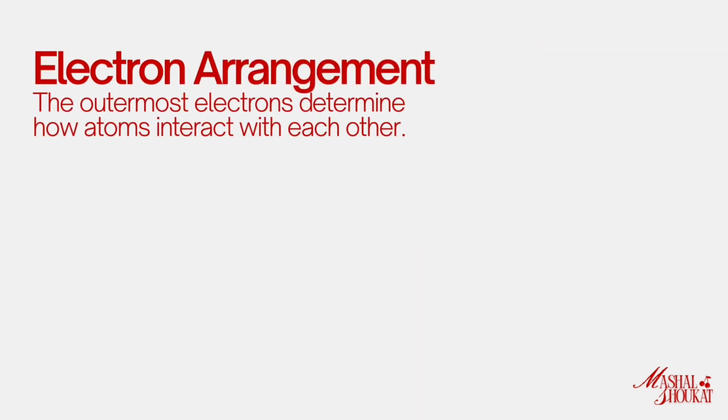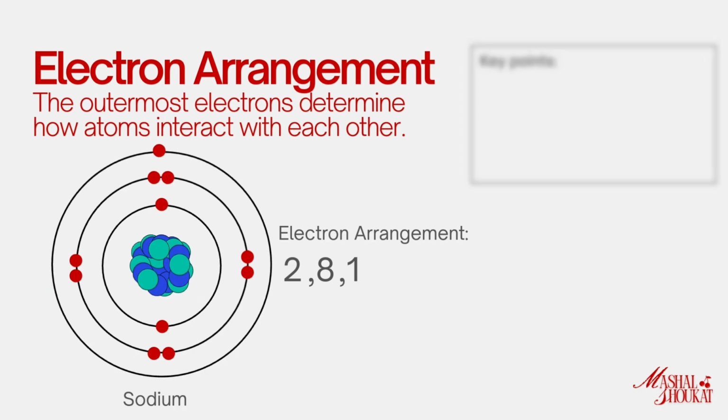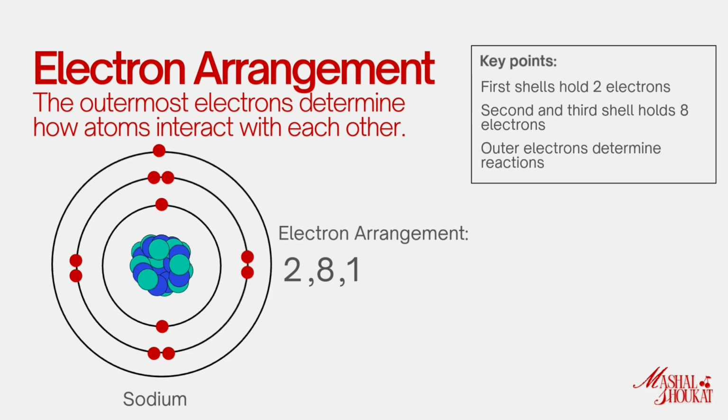Now let's understand how electron arrangement works. Sodium has an electron arrangement of 2, 8, 1. The first shell holds 2 electrons, the second shell holds 8 electrons, and the outer shell has 1 electron. The outermost electron controls reactions, and because sodium has only 1 outer electron, it reacts very easily.